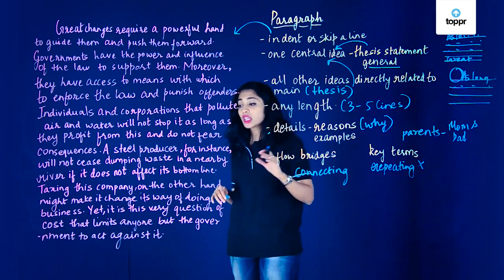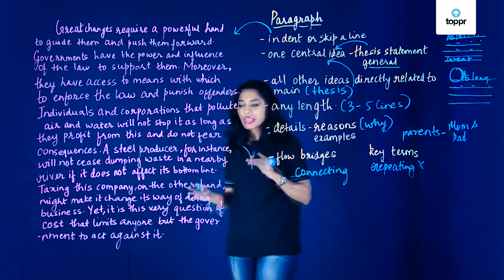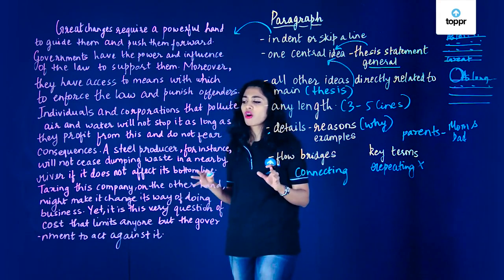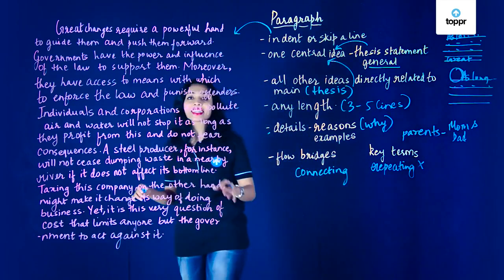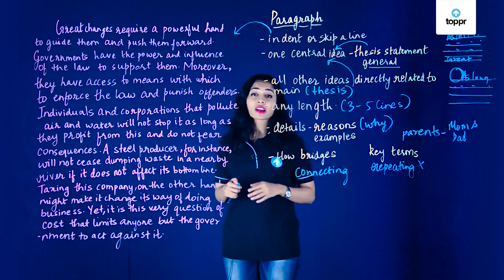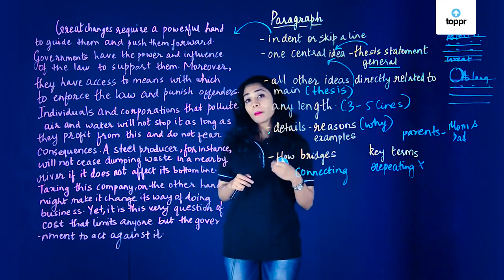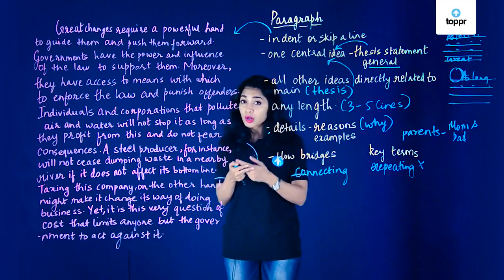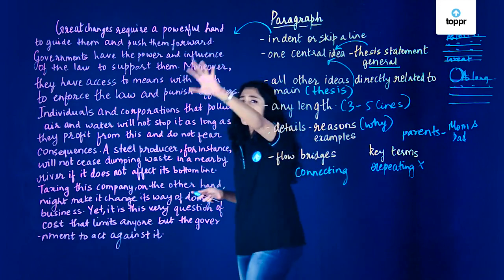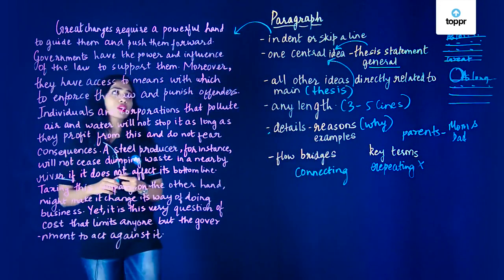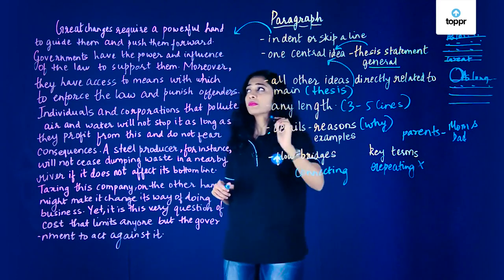Taxing this company, on the other hand, might make it change its way of doing business. Yet it is this very question of cause that limits anyone but the government to act against it. So this paragraph is about the government taking some steps or measures against individuals or corporations that pollute the environment. So let's take a look at this paragraph here and connect this paragraph to our points here.